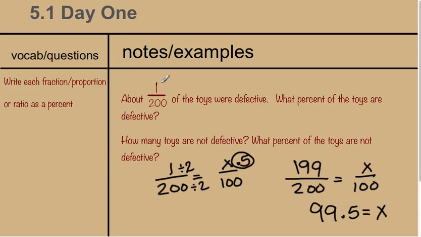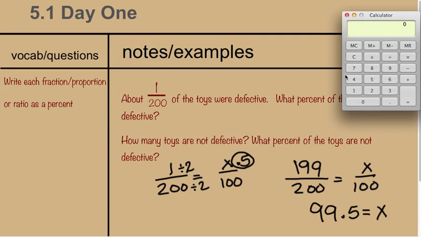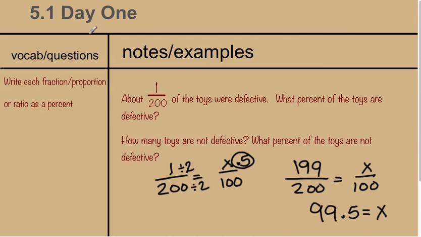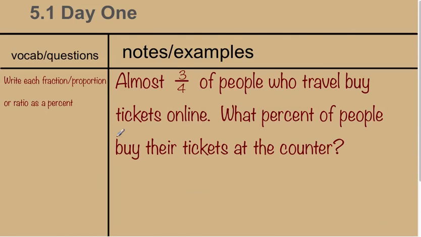Another thing I could have done here would just again been to have divided. There it is, 1 divided by 200. And if I have to move my decimal twice, it would have been 0.5. So 0.5 would have been the answer again.